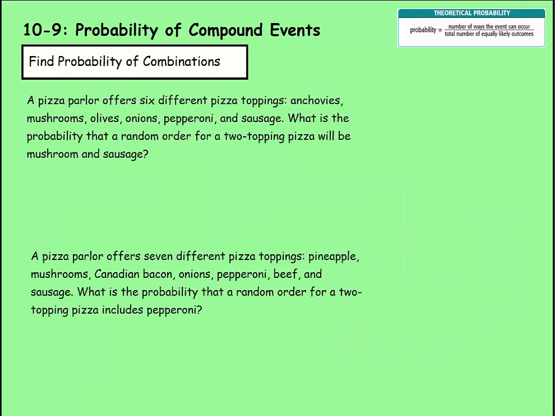First, let's look at the combinations one. It says a pizza parlor offers 6 different pizza toppings: anchovies, mushrooms, olives, onions, pepperoni, and sausage. What is the probability that a random order for a 2-topping pizza will be mushroom and sausage? Well, first we need to find the total number of equally likely outcomes, meaning we need to find all the different possible combinations that we could have, which would go on the bottom here.